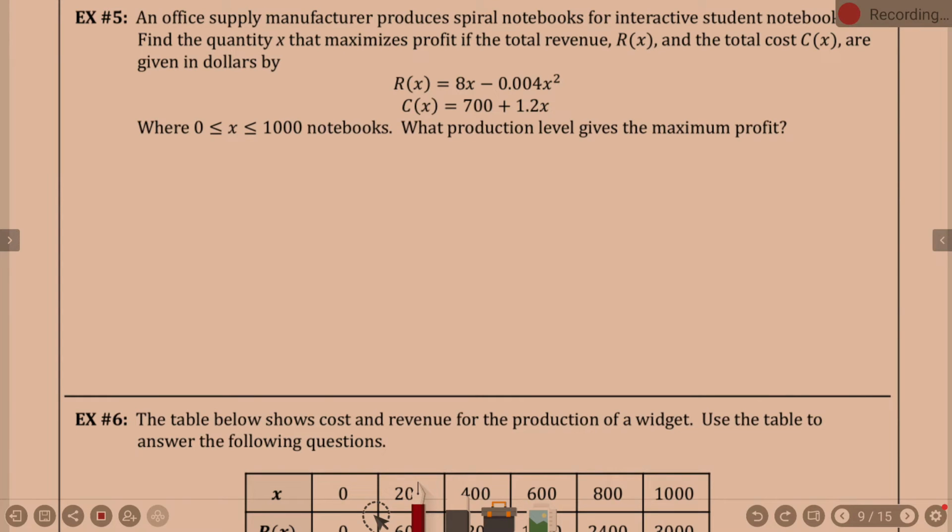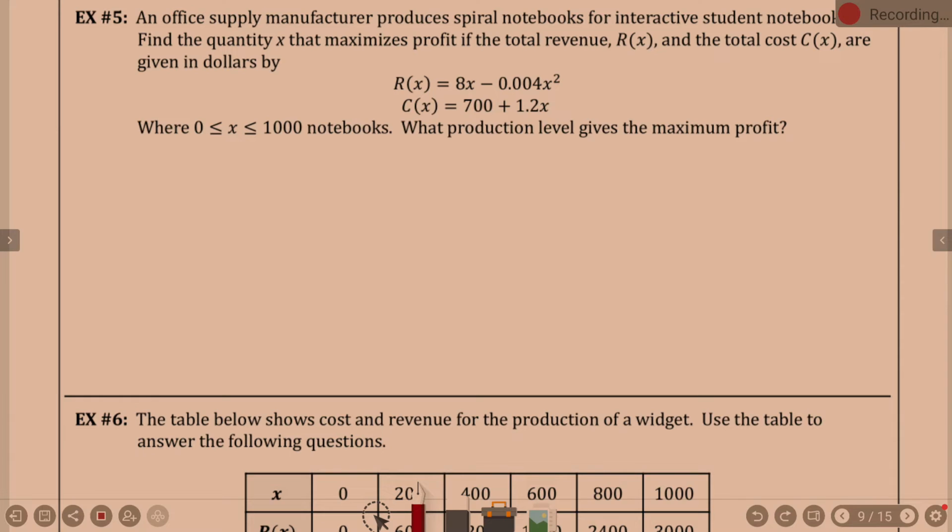An office supply manufacturer produces spiral notebooks for interactive student notebooks. Find the quantity X that maximizes profit if the total revenue and total cost are given in dollars. So in other words, in order to maximize profit, it kind of depends on what you're given, right? We don't have a profit equation here, but we have a revenue and a cost equation. So where notebooks are between 0 and 1,000, what production level gives the maximum profit?